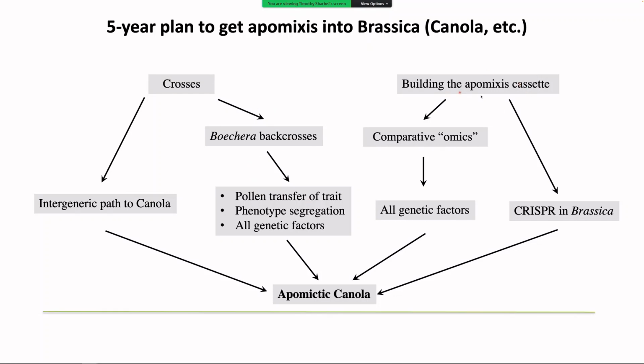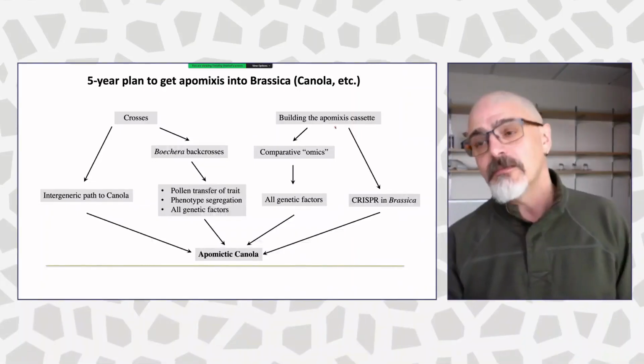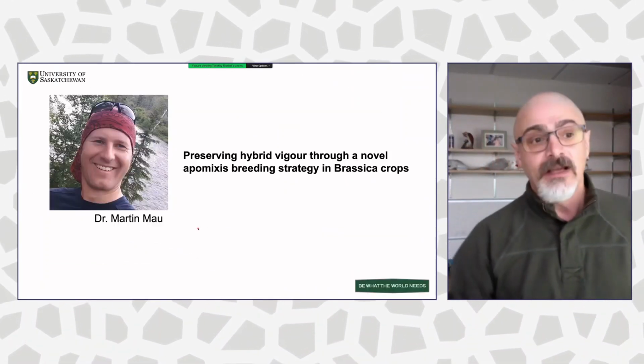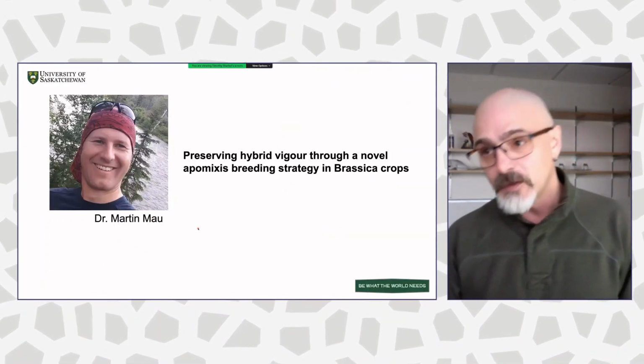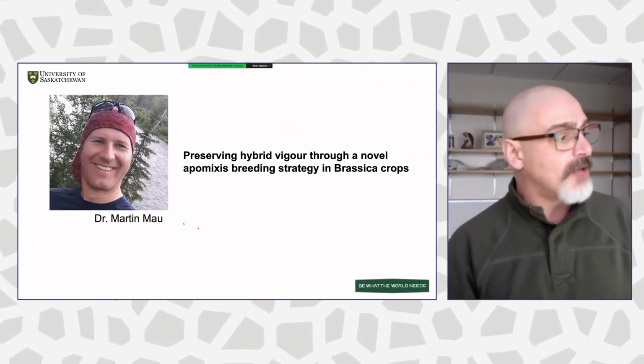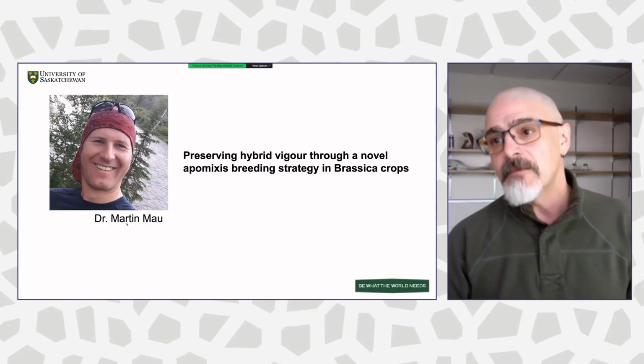And then in the second pathway, we're taking a completely genomics, sequencing approach to identifying factors, and the idea is to put them into a cassette to transform into Brassica eventually. Taking these 2 things together over the next 5 years, hopefully will get us to developing apomictic Brassica. So in terms of the crossing, this is the work of Dr. Martin Mau in my lab.